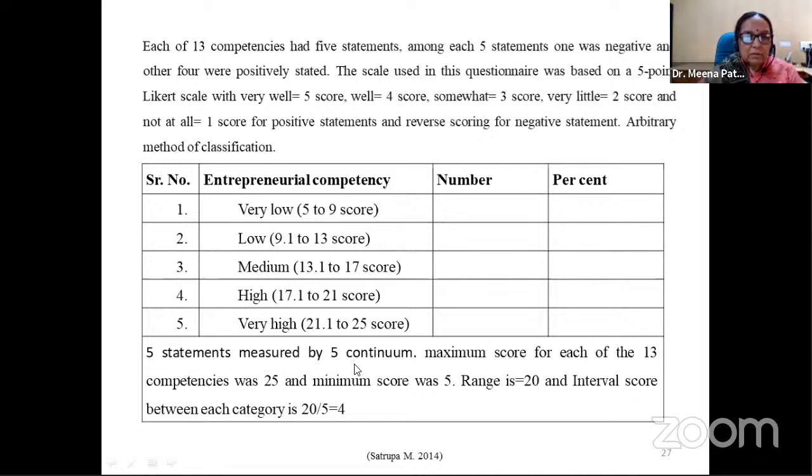Here 5 statements measured on a 5 continuum. So the maximum score for each of the 13 competencies was 25 and the minimum score is 5. So the range is 20 and the interval between each category is 4, 20 by 5, that is 4. So 5 plus 4, 9, 9 plus 4, 13, 13 plus 4, 17, 17 plus 4, 21, and 21 plus 4, that is 25. So the minimum score one can get is in the very low category, and the maximum score is for the highest category of that one competency out of 13 competencies. In this manner, all the competencies had their separate scale, and the total of all the competencies will become the overall competency of the person or whatever you want to measure.